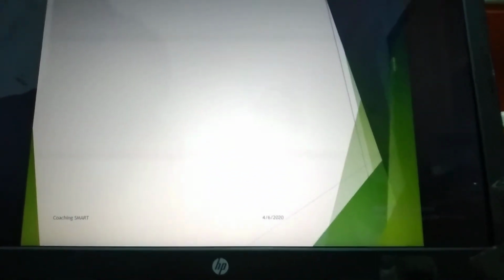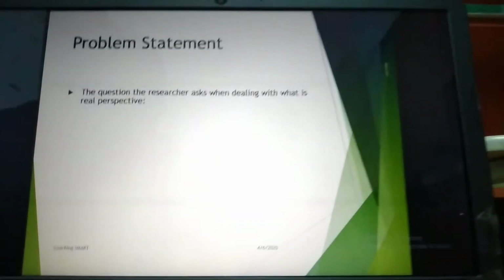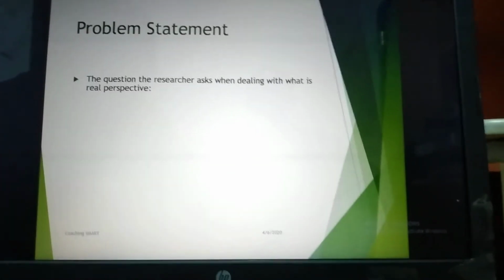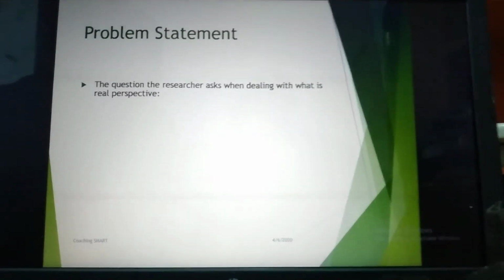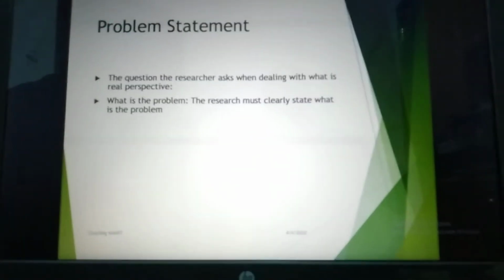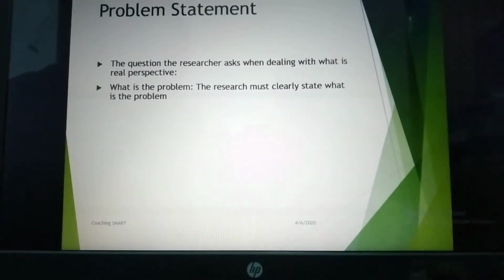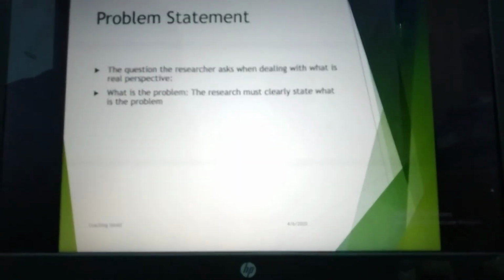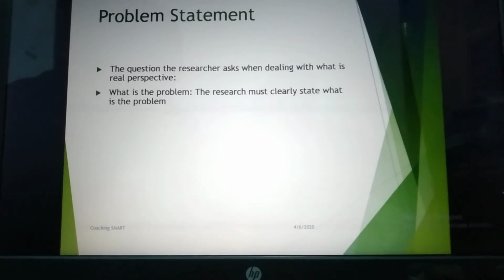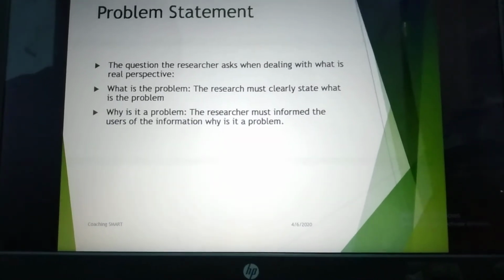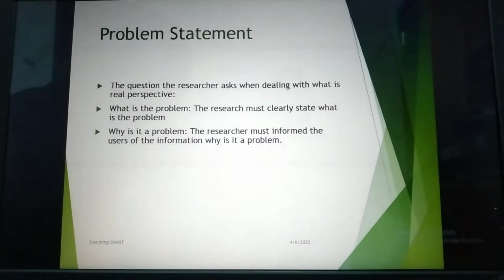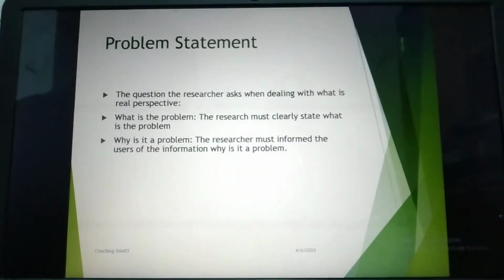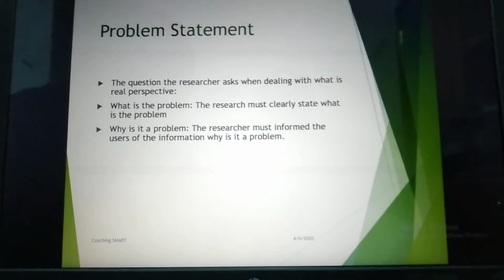Now, as we ask ourselves this question, this is what we need to be very clear about the problem. The questions the researcher asks when dealing with what is real perspective is number 1, what is the problem? The researcher must clearly state what is the problem. So you're answering what is the problem. Then number 2, why is it a problem? The researcher must inform the users of the information. Why is it a problem?